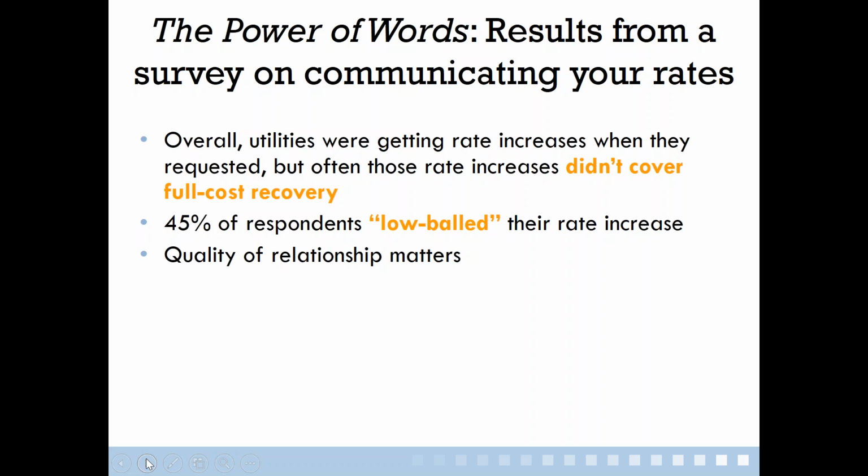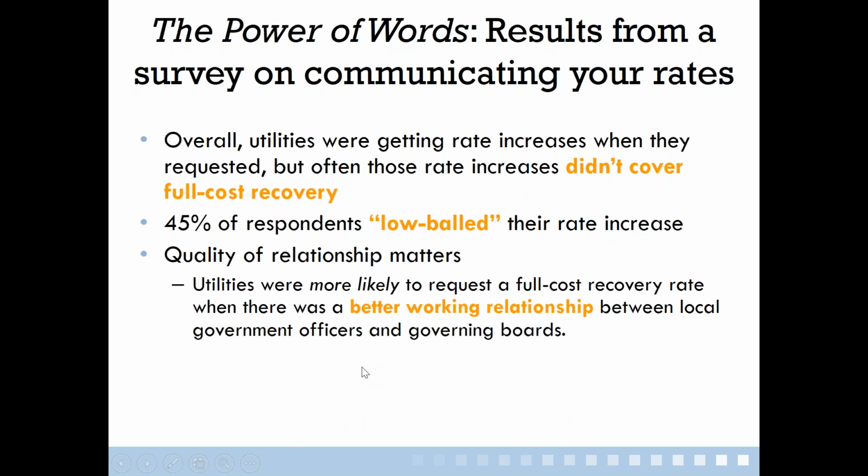And so a lot of the results of that suggest that the quality of the relationship mattered, and that was the reason that some of these respondents may have lowballed their rate increases. So what does that mean, the quality of their relationship? Basically, what we learned is that utilities were more likely to request a full cost recovery when there was a better working relationship between these local government officers and the governing boards themselves.